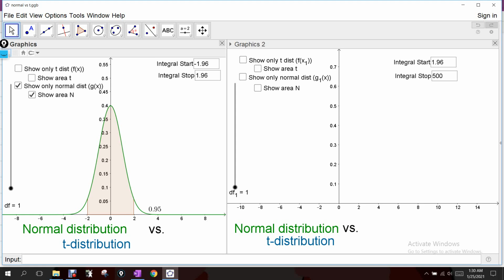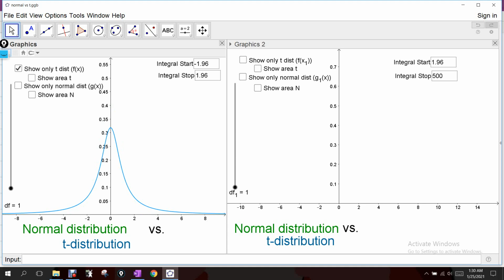Okay. Now, if I look at what we refer to as the t distribution, here's a t distribution. And the t distribution is using what we refer to as degrees of freedom. And we'll find out that the degrees of freedom are going to be one less than the sample size.